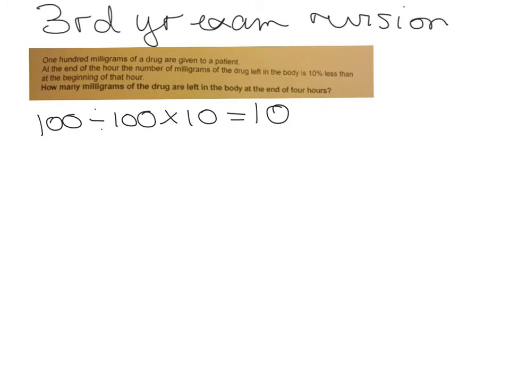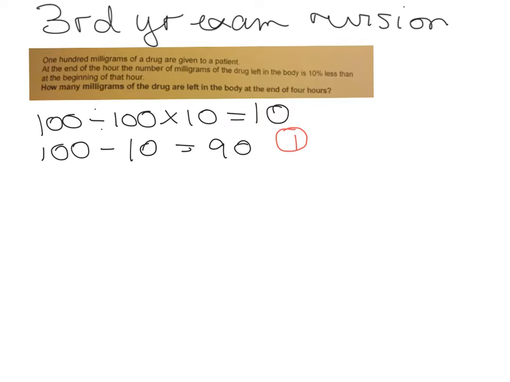So to find 10% of 100, we divide 100 by 100, and then we multiply by 10, which is the percentage we want, and we get 10. We then take that 10 and take it away from 100, and we are left with 90. So this is how much we are left with after 1 hour.